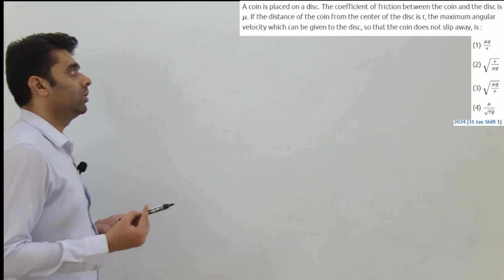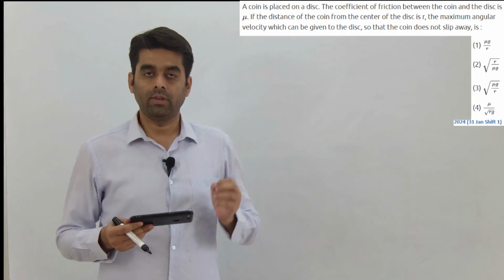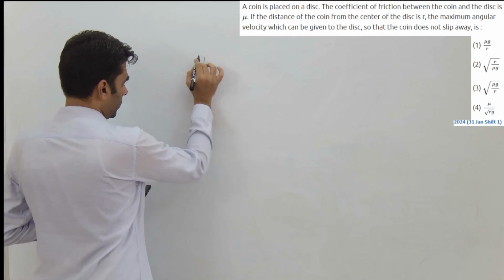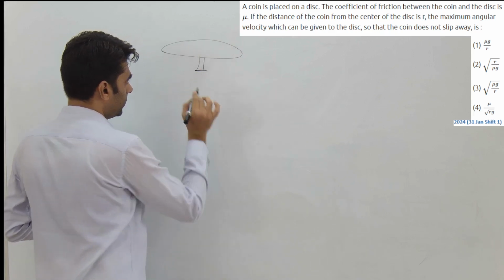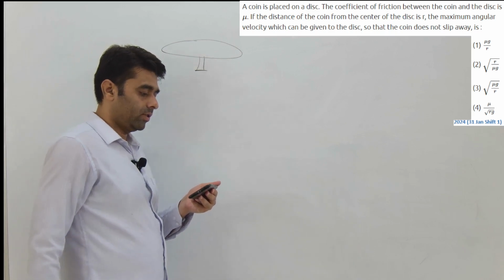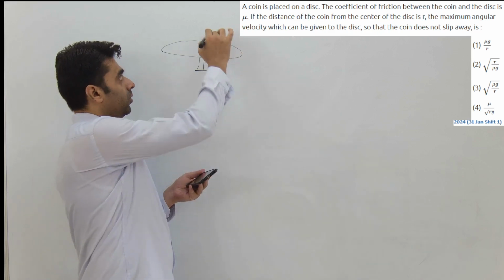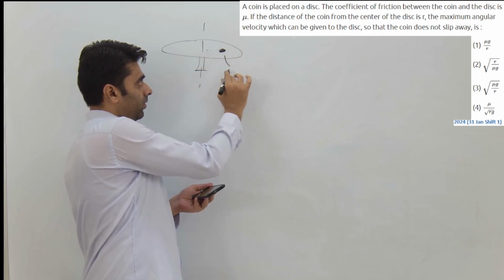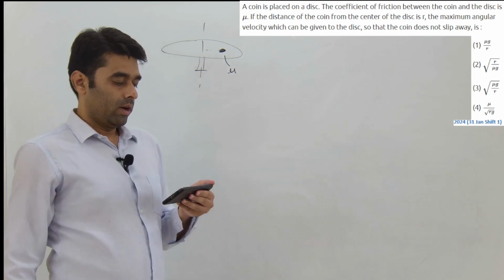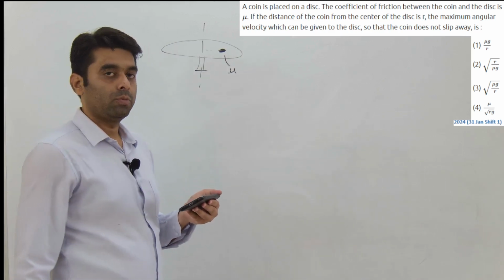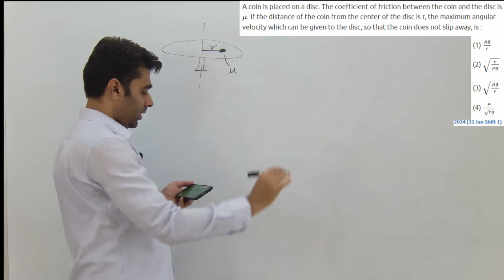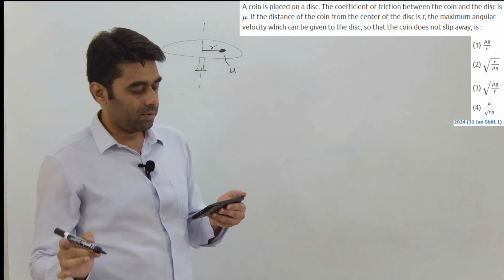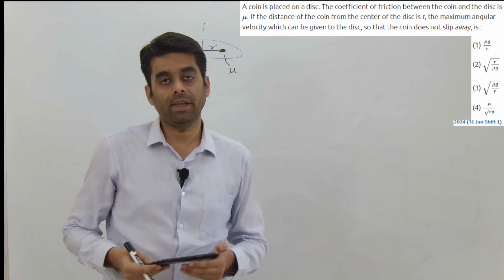So the last question of this video, let us see. It says a coin is placed on a disc. Let's draw the situation. A disc is there. A coin is placed on a disc. The coefficient of friction between coin and disc is mu. So over here, let's suppose somewhere a coin is placed, and the coefficient of friction is mu. If the distance of the coin from the center is small r, then the maximum angular velocity which can be given to the disc so that the coin does not slip away is?